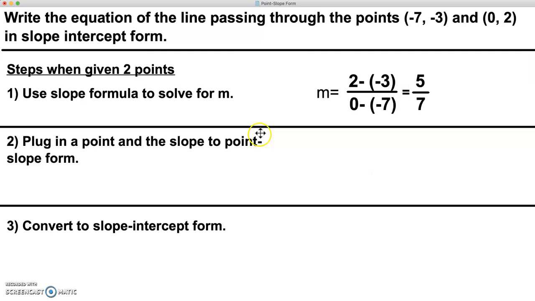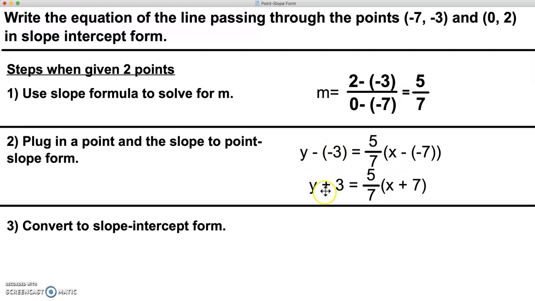I'm actually going to use point-slope form here and then convert it to slope-intercept form to solve for that b value. So write our point-slope form as y minus a negative 3 equals 5/7 times x minus a negative 7. We don't want to leave these minus and negatives in there, so let's clean this up a bit. To clean it up, we're going to have y plus 3 equals 5/7 times x plus 7. So this is the equation of the line, it's just in point-slope form.